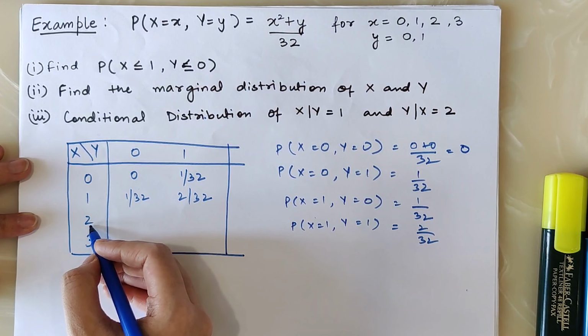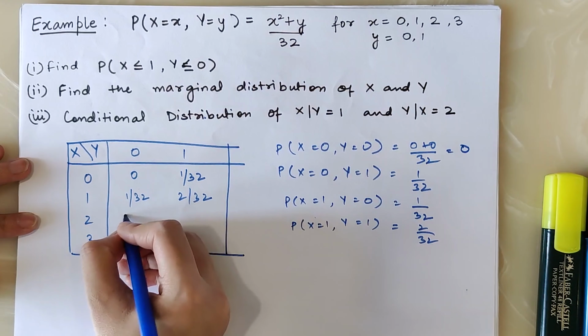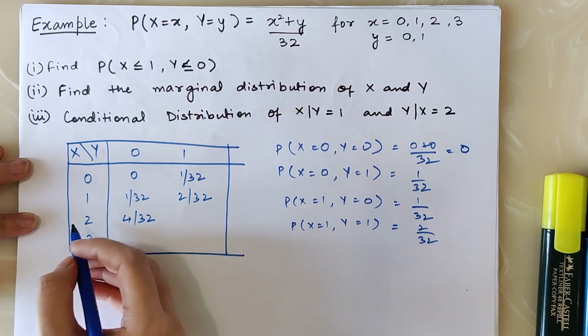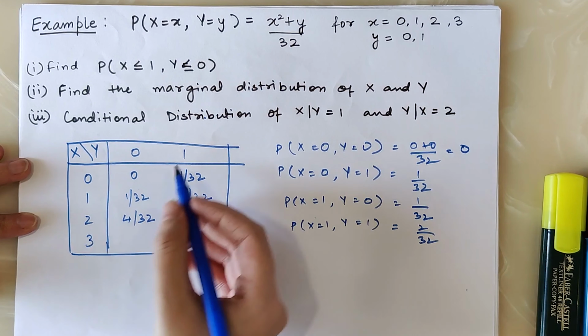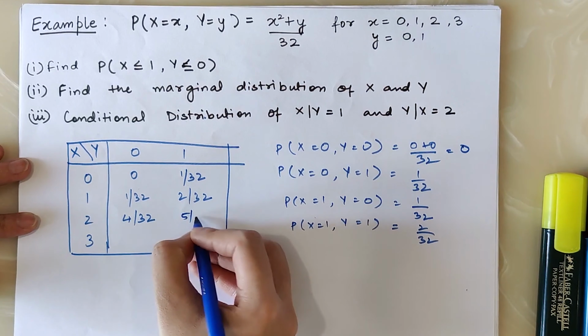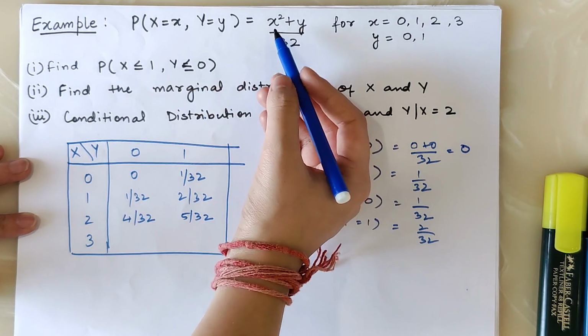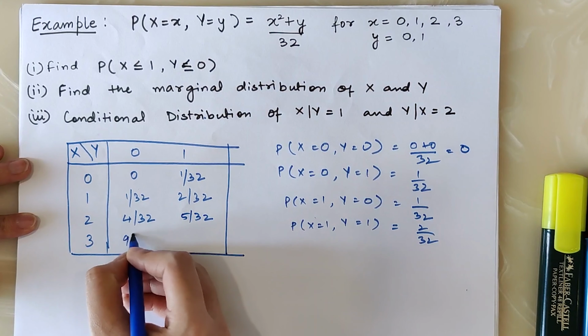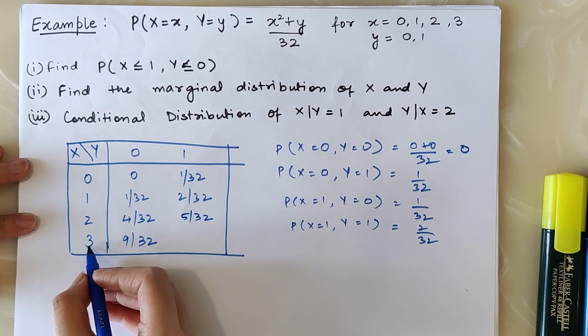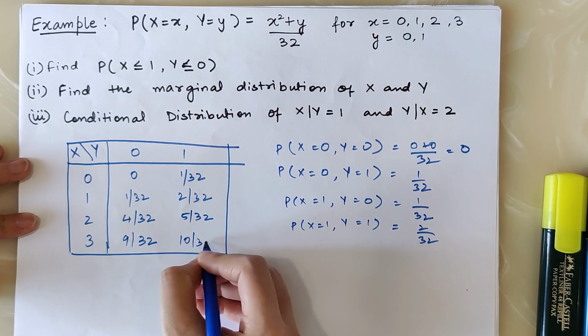Probability x equal to 2 and y equal to 0 is equal to 4 by 32. Then probability x equal to 2 and y equal to 1 is equal to 5 by 32. Now probability x equal to 3 and y equal to 0 is equal to 9 by 32. And probability x equal to 3 and y equal to 1 is equal to 10 by 32.